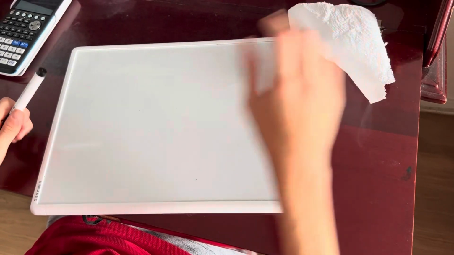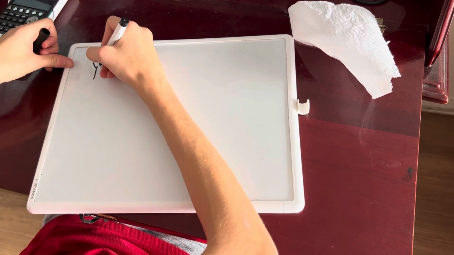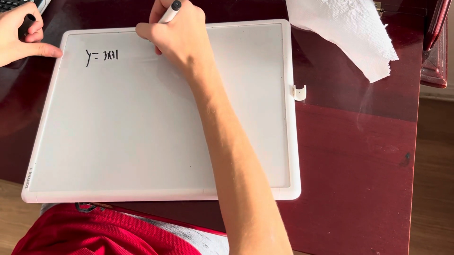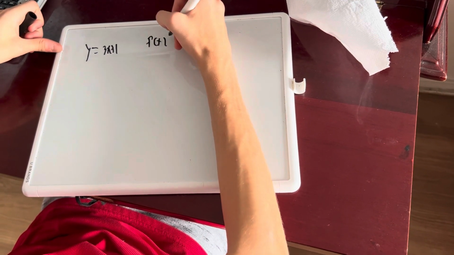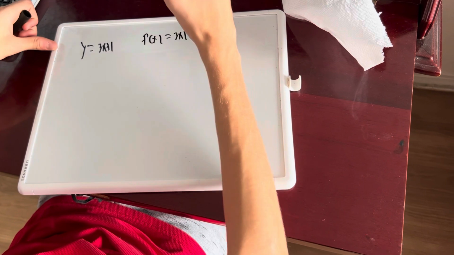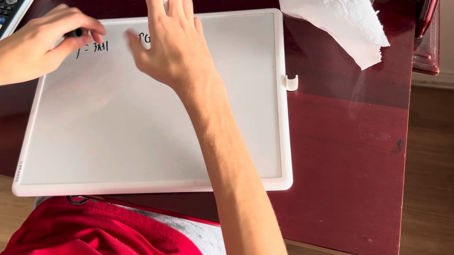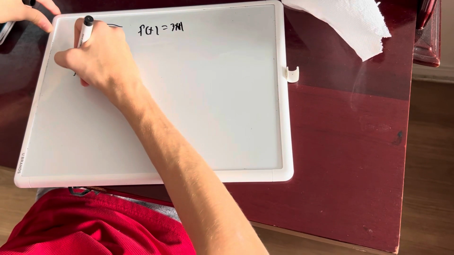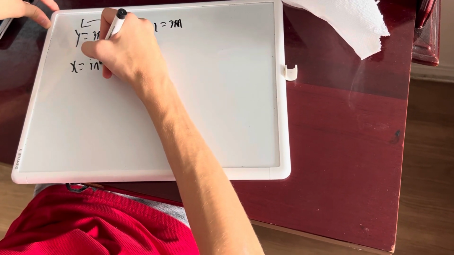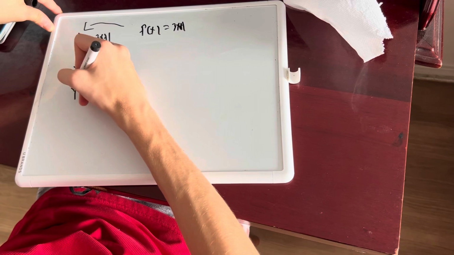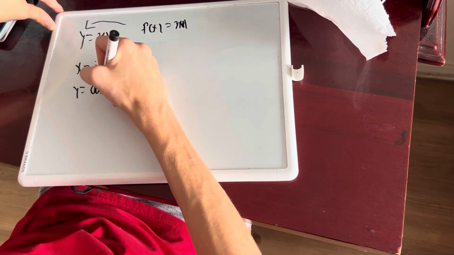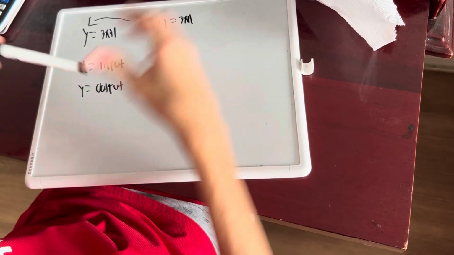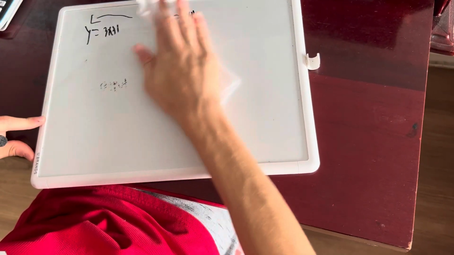Another way of thinking about y equals 3x plus 1 is to say f of x equals 3x plus 1, because whatever we're plugging in, this x, is our input, and y equals output. So let's actually start graphing this.